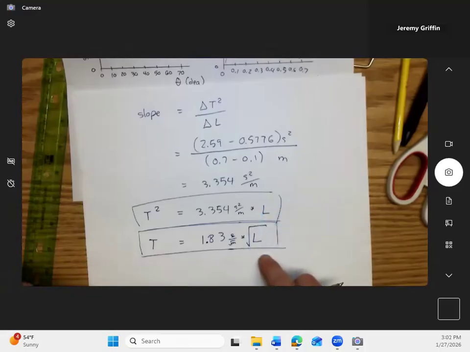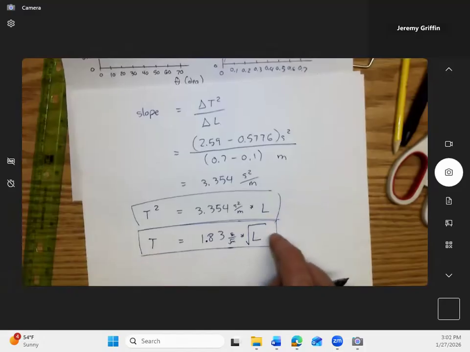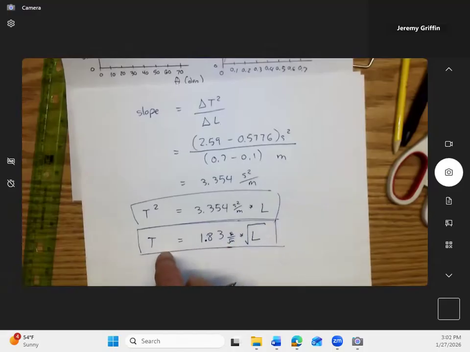So now, as long as you're at the surface of Earth, you can tell me the length of your pendulum. You say, oh, I have a pendulum that's really long, like 3.5 meters long. Okay, take 3.5 meters, put it here, take the square root, multiply by this magic number, and I'll tell you how much time it's going to take to swing back and forth.